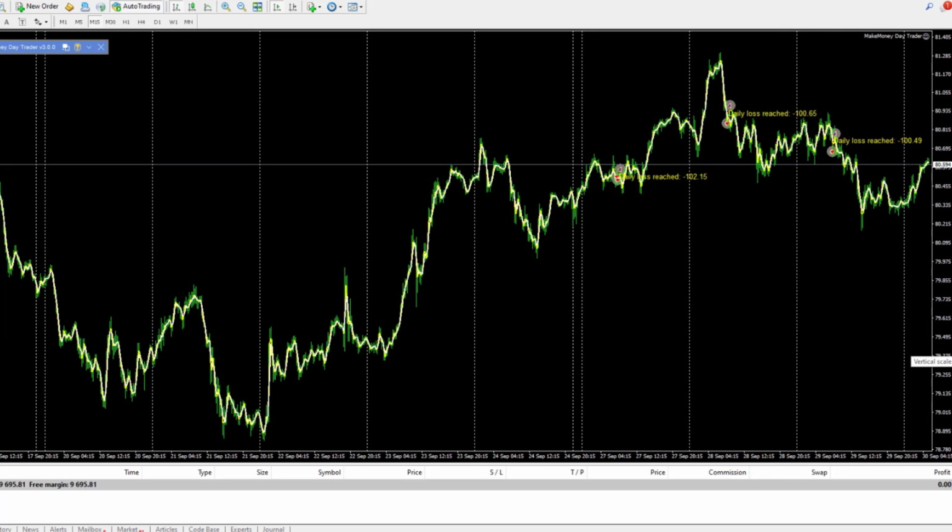Trends are developing. With the make money day trader, the moving averages, if they are quick, will be pointing in the direction of the trend.